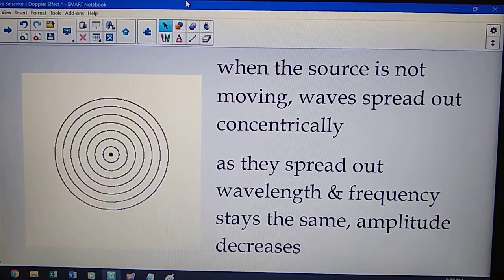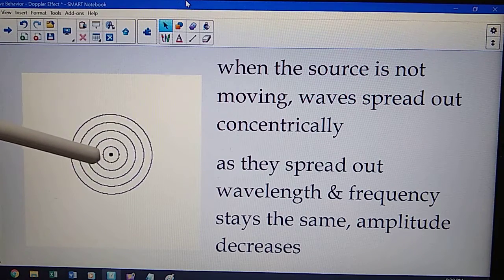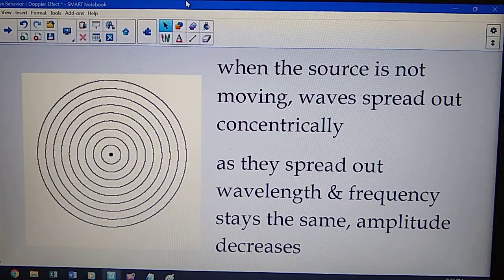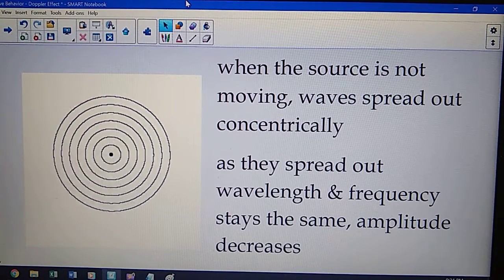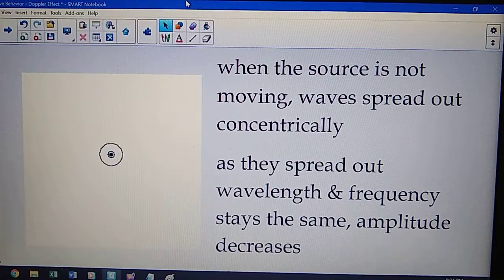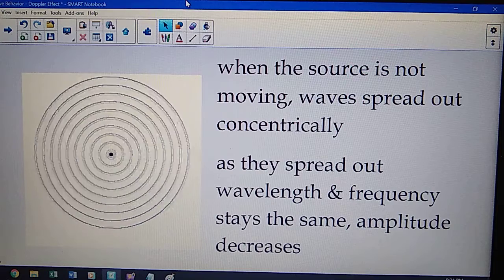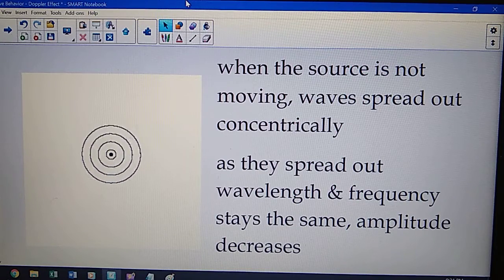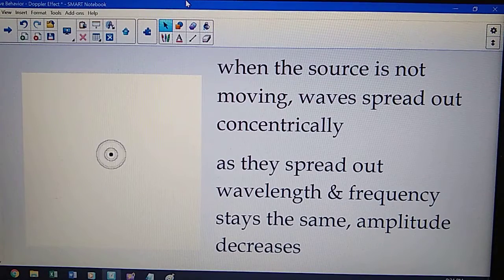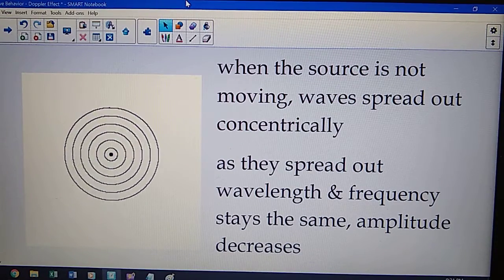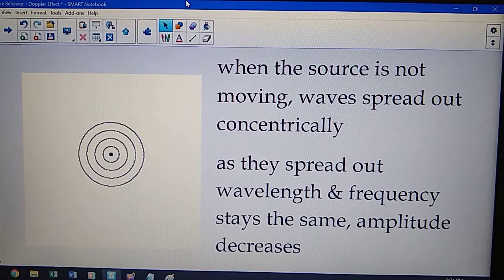So as it starts here, it spreads outwards. And notice the distance between each wave is consistent. The wavelength, the frequency would be the same for the wave. The amplitude does decrease because as you move further away from the center, it is spread out more. The energy needs to be spread out more. So as you move further away from a source, it does get quieter. But without movement, the distance between waves is consistent. The wavelength is consistent. Therefore, the frequency stays the same.